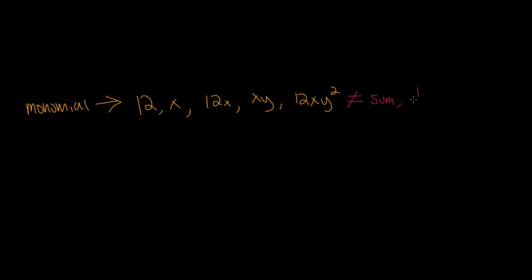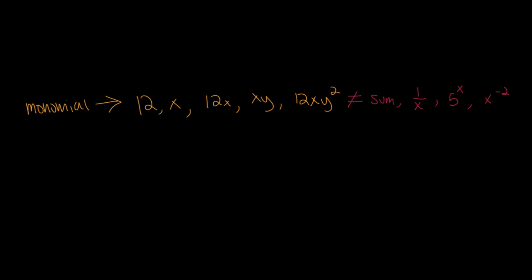They can't have a variable in the denominator. They cannot have a variable exponent. And they can't have a negative exponent either. So this is a monomial.